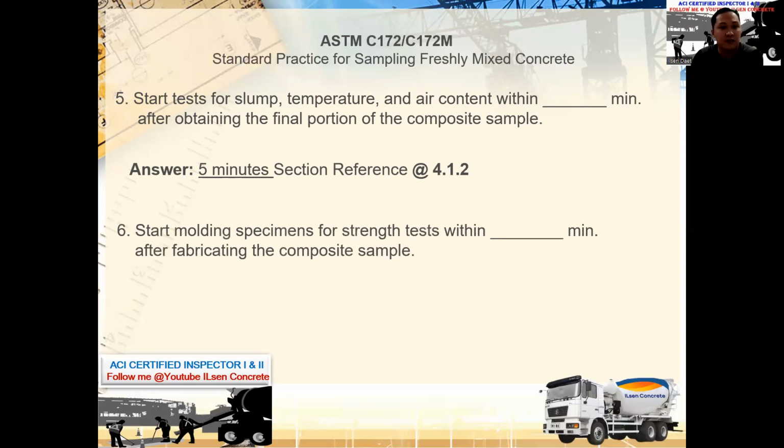Okay, number 6: start molding specimens for strength tests within blank how many minutes after obtaining the composite sample. That's why, guys, you need to read first the whole significance, sampling procedure, scope, and other procedures. You need to read this first before you answer this question. What is the answer, guys? 15 minutes, according to section reference 4.1, 4.2.